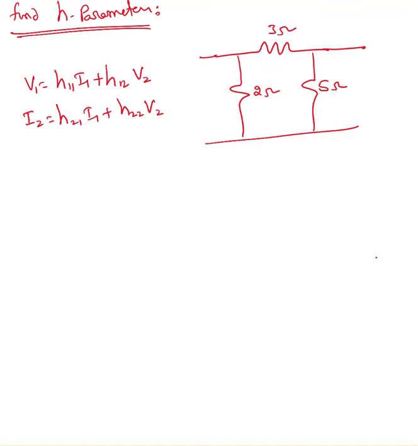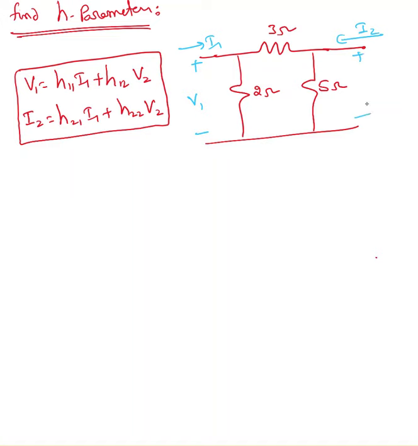Here is an example. Here he's asking to find the H parameters. All you need to know are these two equations: v1 equals h11 i1 plus h12 v2, and i2 equals h21 i1 plus h22 v2. As usual, we always take this as v1 and i1 and this as i2 and v2.